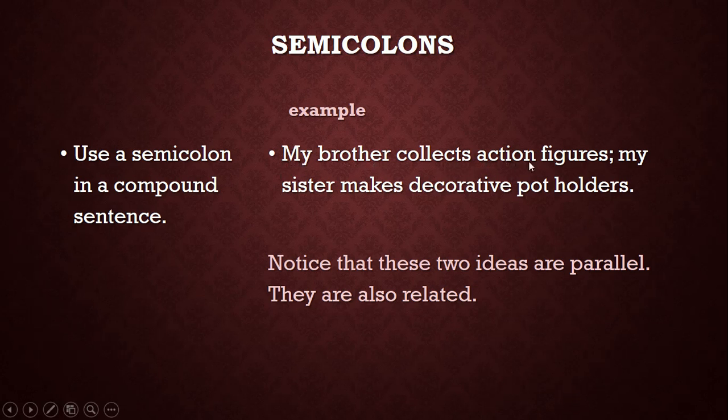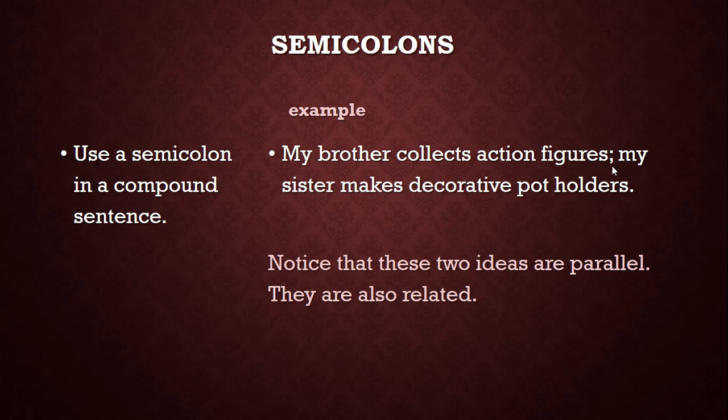My brother collects action figures. Yes, that is an independent clause. Brother is the subject, collects is the predicate, simple predicate. And so that could stand alone. I could put a period there and we could start a new sentence with my sister makes decorative pot holders. Sister is the subject, makes is the verb. But I want to show that they're related, and that's why I've used a semicolon there. I could also use a comma and a coordinating conjunction and say but.